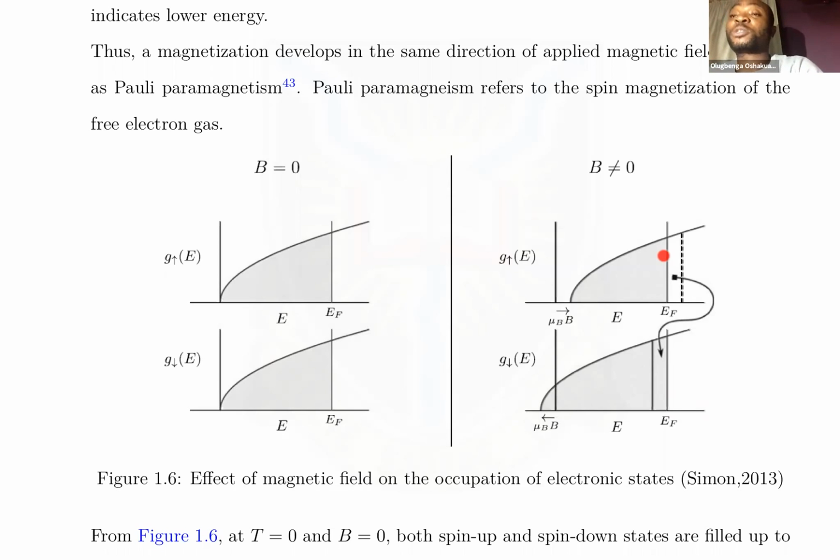Some electrons that were spinning up will begin to spin down in the presence of a magnetic field, noting that the electrons we've defined as spin-ups are the ones whose direction of spin aligns with that of the applied magnetic field.